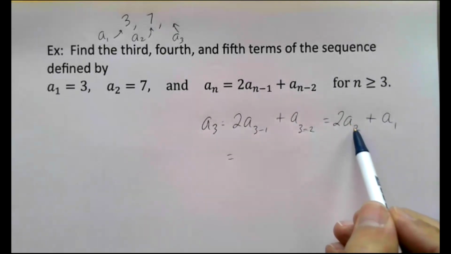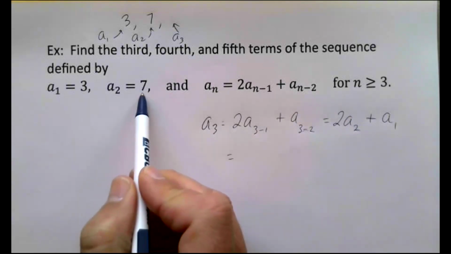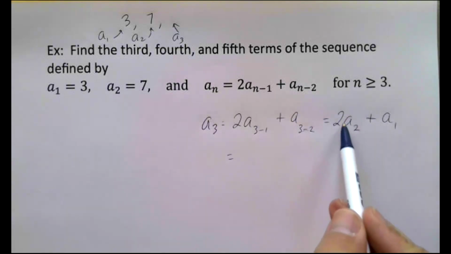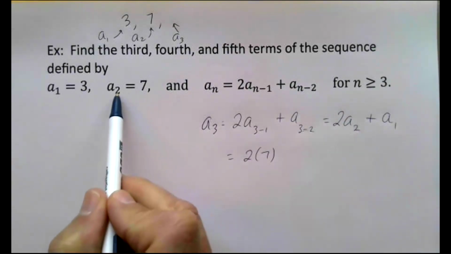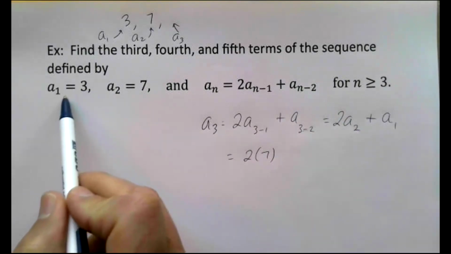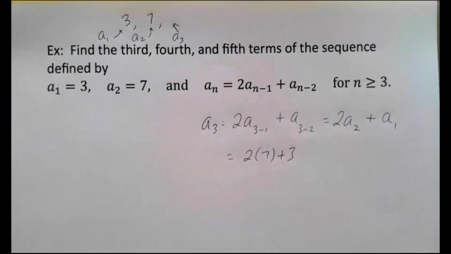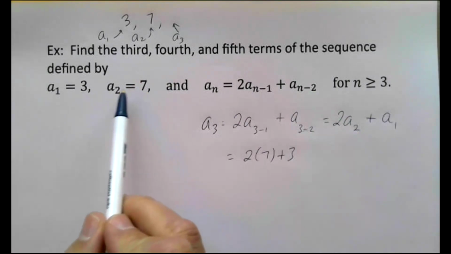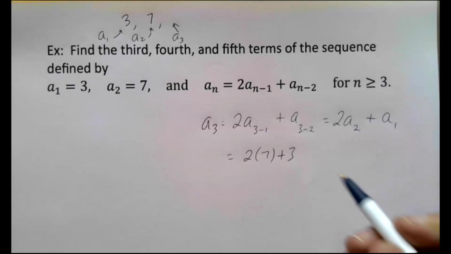And then you look here and say, well, 2 times a sub 2. What's a sub 2? I don't know what that means. Wait, what is a sub 2? Well, look over here. A sub 2 is actually 7. This is a 7 right here. I know what a sub 2 is because I was told that a few minutes ago. I also know what a sub 1 is because I was told that a few minutes ago. So a sub 2 got replaced with 7, and a sub 1 got replaced with 3, because of what it says here.